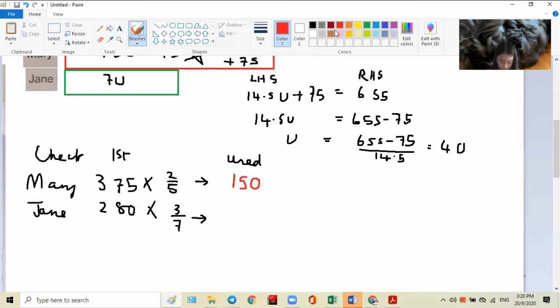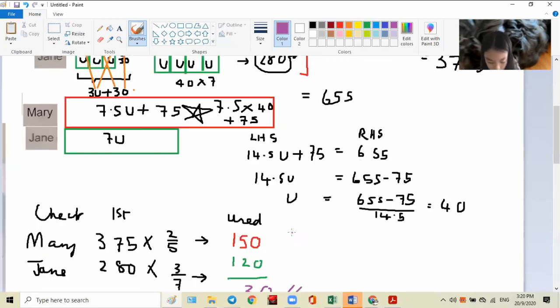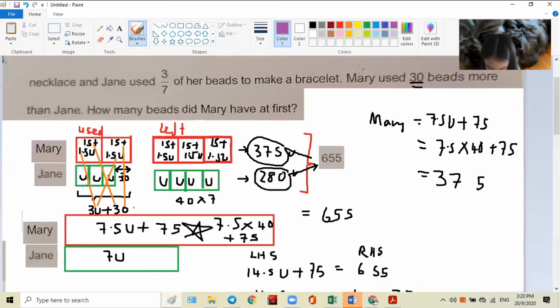Okay, this is how much Jane used. Jane has 280 and she used 3/7 of it. How much did she use? 120. So Mary used more than her by 30. Yes, no? You see the question? Is it correct? Everything is correct. This number must be the correct one. See? Mary used 30 more.